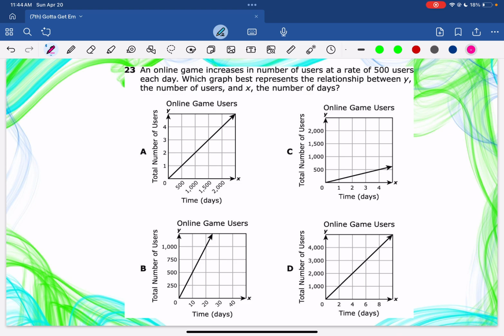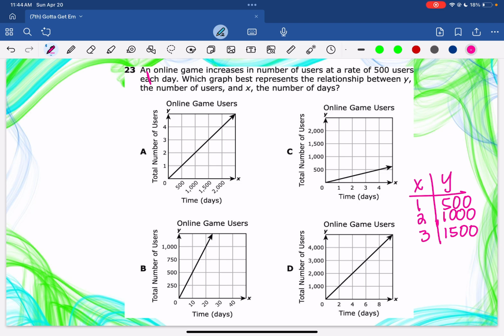An online game increases the number of users at a rate of 500 users each day. So each means 1 day. Which graph best represents the relationship between y, the number of users, and x, the number of days? All right, like I always encourage, put a table together. So for 1 day, it's 500. 2 days, it would be 1,000. 3 days would be 1,500.